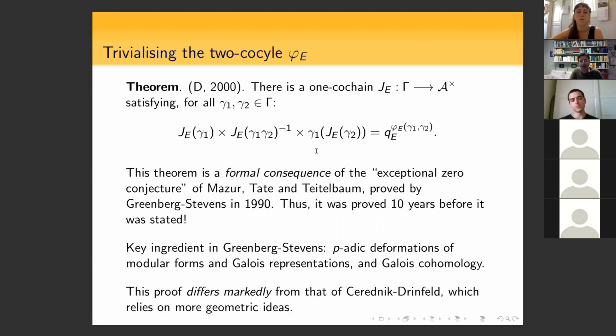And therefore, I want to emphasize also that this proof differs very much from the proof of Cherednik-Drinfeld that I alluded to earlier in my slides, which relies on very geometric ideas: the statement that the quotient of the p-adic upper half plane by a discrete group is the C_p points of a Shimura curve, and so on and so forth. All of these geometric ingredients are not available to us, and we had to follow this less direct route based on deformations of Galois representations.